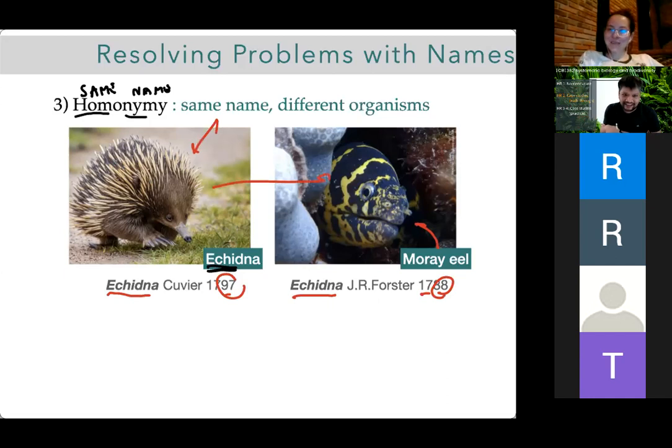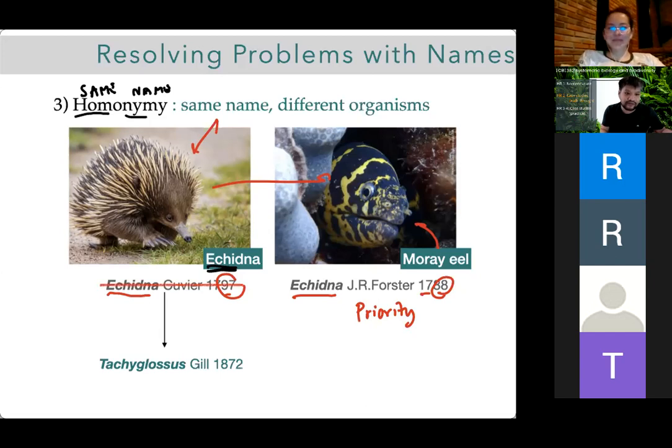You Echidna 9 years later, even though you look a bit more Echidna than the other one, he got the name. So what do we do? The process of priority, right? This guy gets the priority. The older name gets priority. He has the legal right to the name Echidna. So you come later, no matter how badly you want the name Echidna, you cannot get that. So the name had to be changed. So I have to change the name to something new.